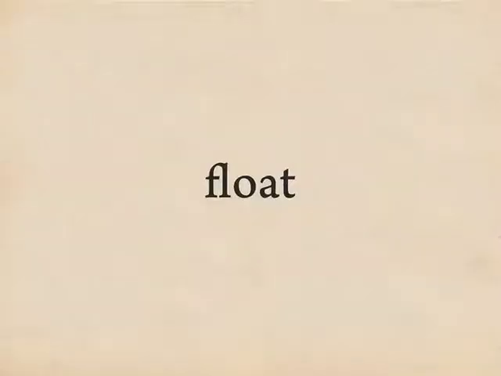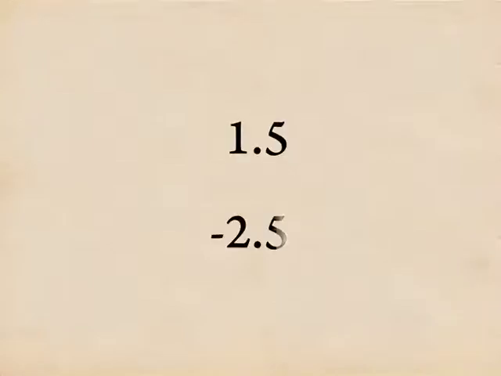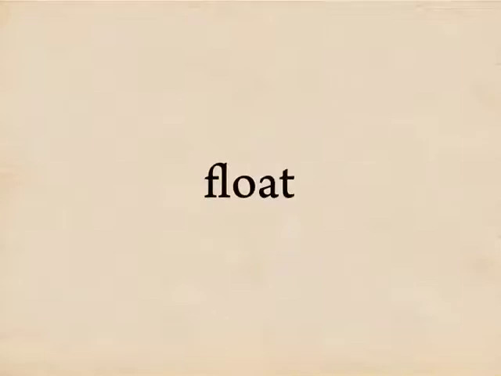We've talked about integers, which can hold whole numbers. But what if you want to store a fractional number in your sketch, like 1.5 or minus 2.5? You can't put those numbers into an int because they have a fractional part, and ints can only hold whole numbers. So there's another type of variable that lets us hold these kinds of numbers. It could have gone by a lot of different names, but the name we use is float.